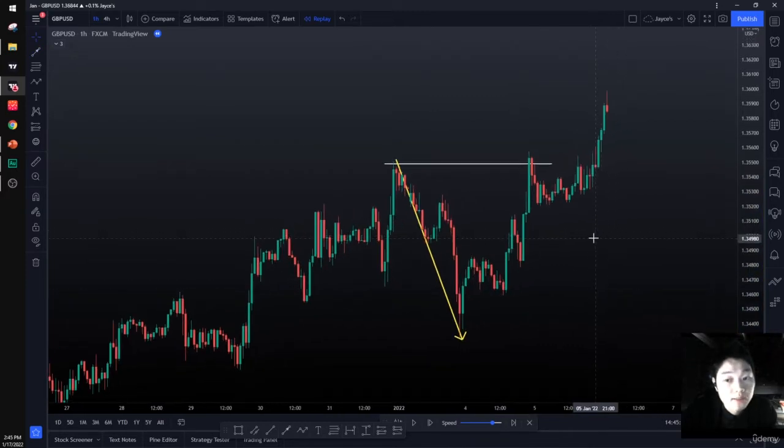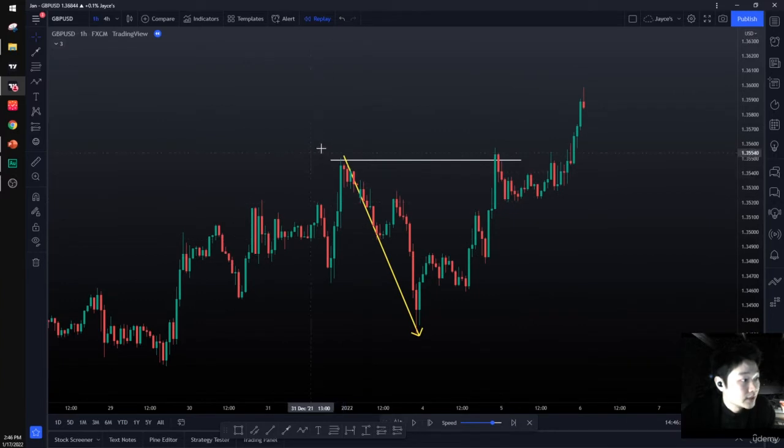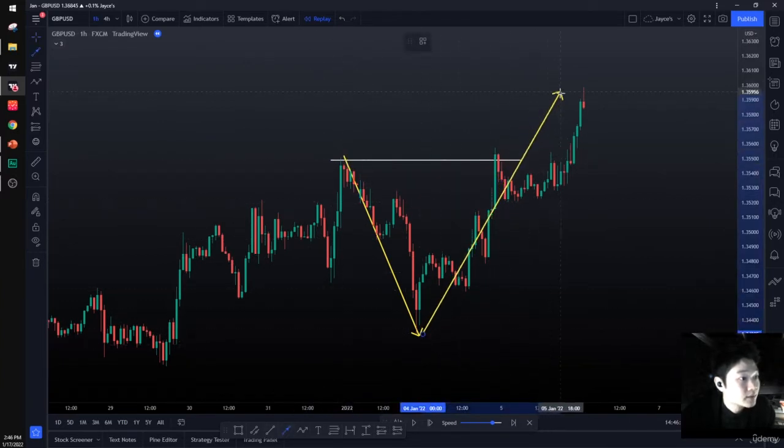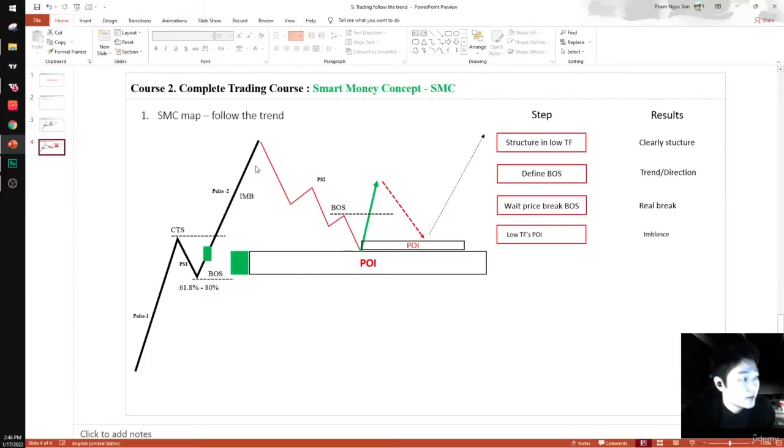Therefore, you can draw the structure from the right to the left. No need to analyze from the left to the right step by step. The first thing you can see here is the first pullback and here is the second pullback, like this. You can draw here is the second pullback and here is the first pullback.